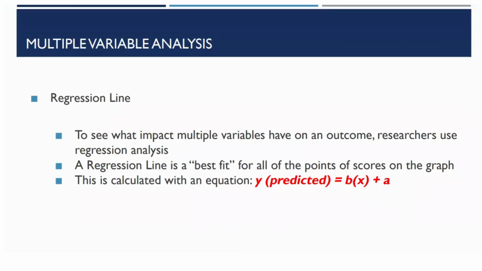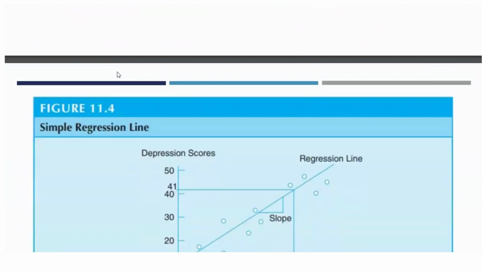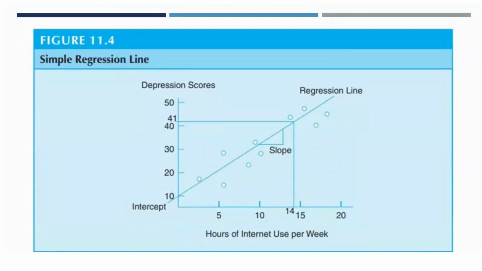Okay, so the regression line is the best fit for all points on the scores of the graph. What we see is the impact the multiple variables have on an outcome. We calculate this with Y predicted equals BX plus A. If we look at the chart on this page, this is in relation to the very first graph that I showed, with how hours of internet use affects depression.